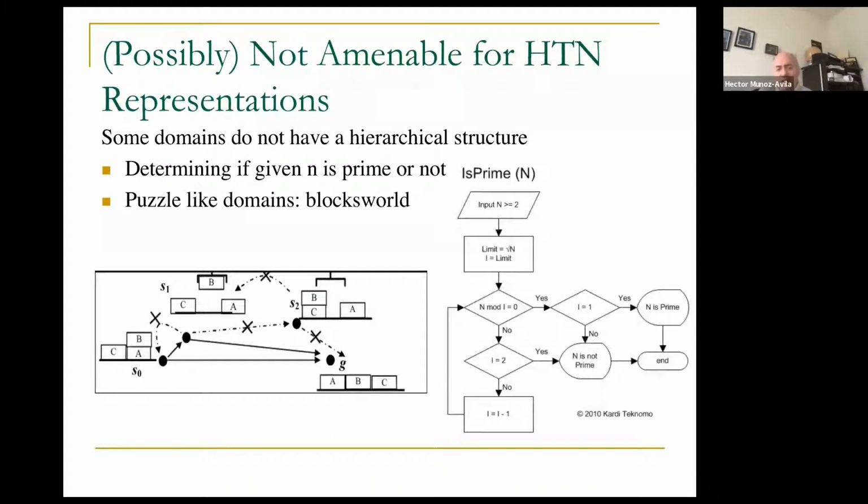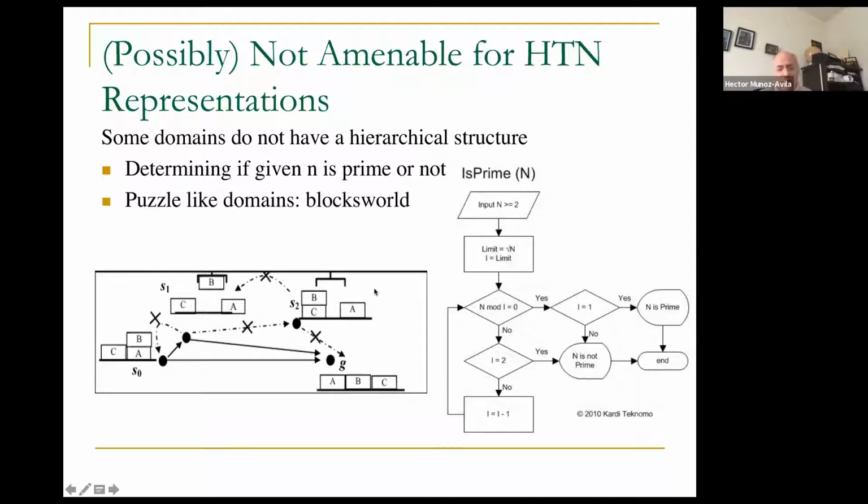And there are domains that are not impossible, but at least I would say not naturally amenable to HTN representations. So if you think about the problem of checking whether a number is prime, basically what you have to do is go from 2 to n divided by 2, and one by one check whether n is divisible by any of those numbers. So it's an iterative process, and there seems to be no workaround. There's really no structure there that I know of.